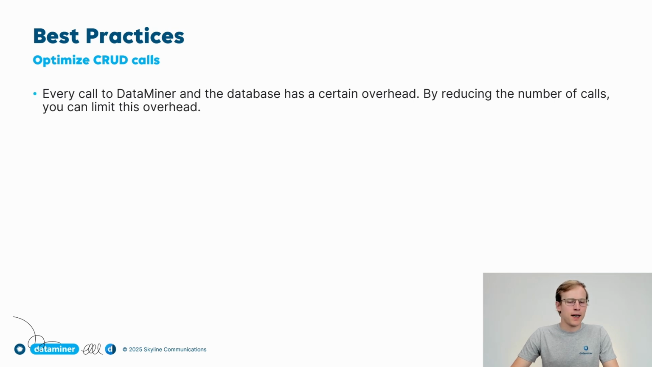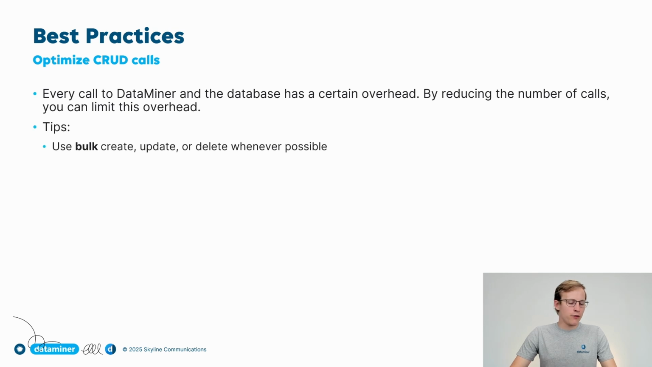Another best practice to keep in mind is optimizing CRUD calls. Every call that you do to DataMiner on the database will have a certain overhead. So if you reduce the amount of calls that you do, it will have a nice benefit for your solution. A few tips to do so: use bulk create, update, or delete whenever it's possible. If you have a script that wants to create a bunch of DOM instances at the same time, instead of doing a create for each one separately, you can send all of them to the server in one go. That will also be sent to the database in one go, and that will have a significant impact on your performance.